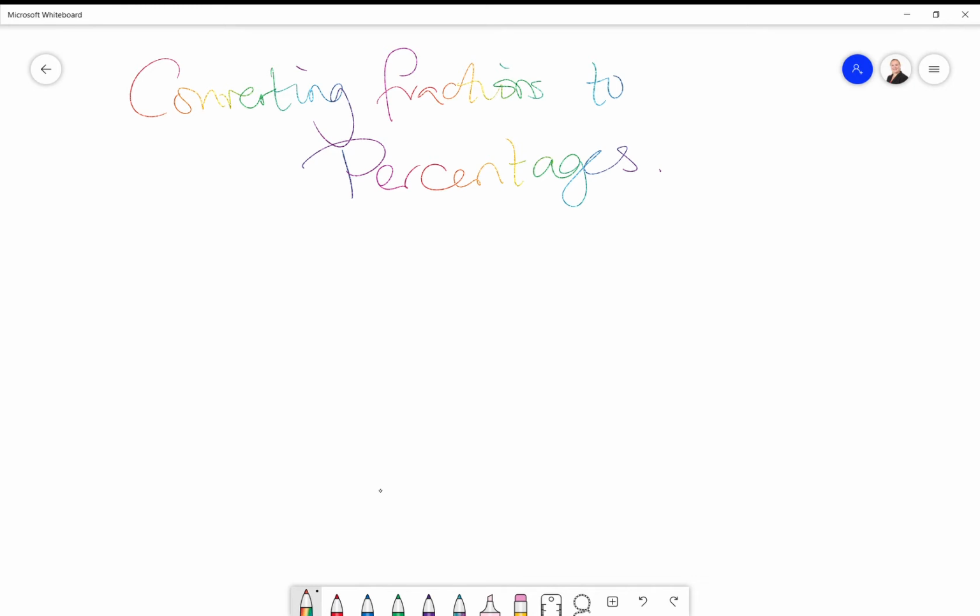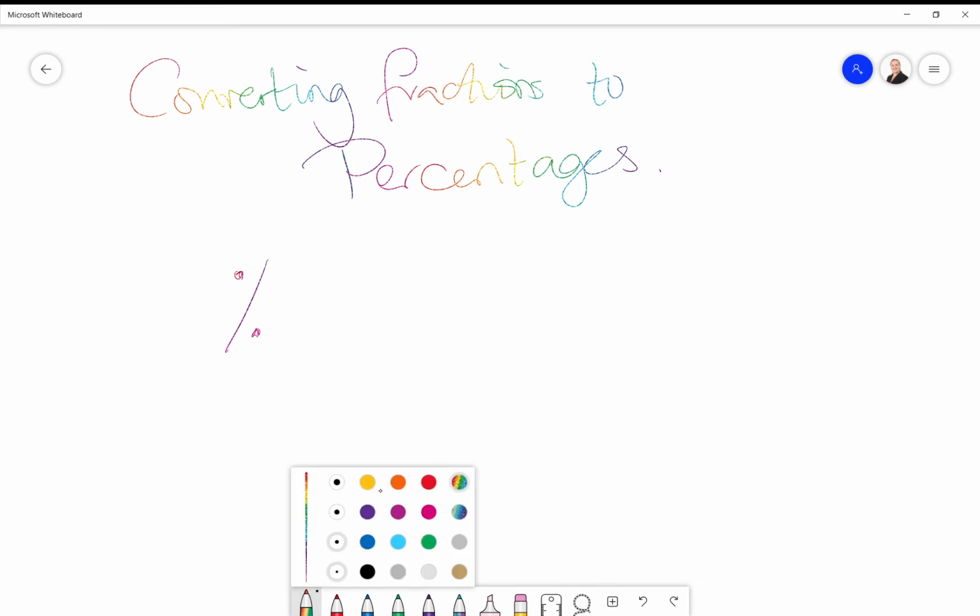So hopefully you know that percentages, you use this sign here. Okay, so percentages, can you see? That looks a little bit like a fraction, with a number there and a number there and a line in between them. That means there's a very strong relationship between fractions and percentages, and that's what we're going to be learning about today. So, percentages are just very special fractions.